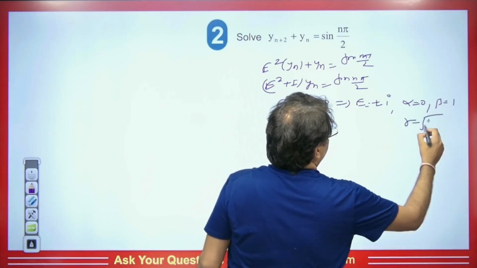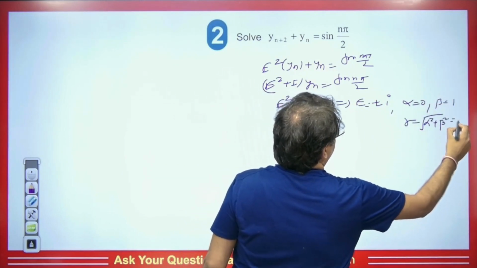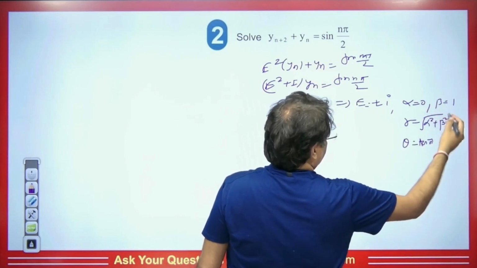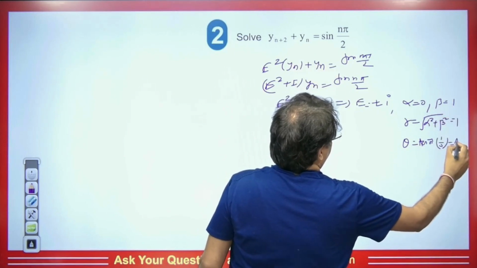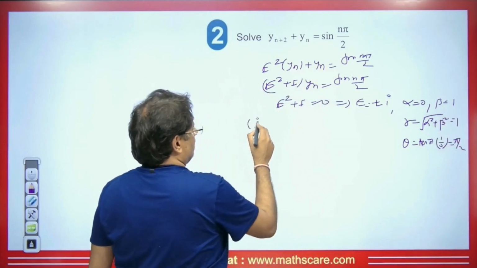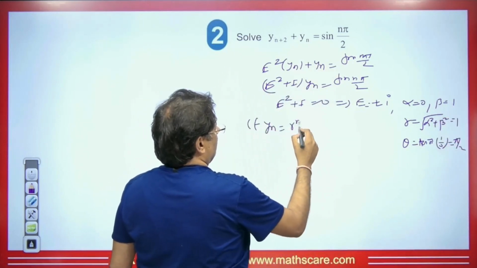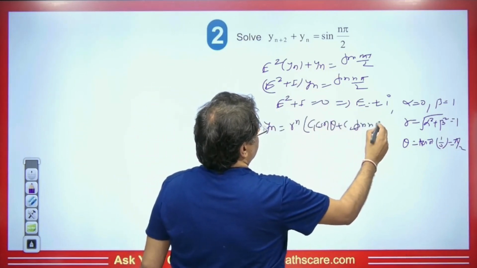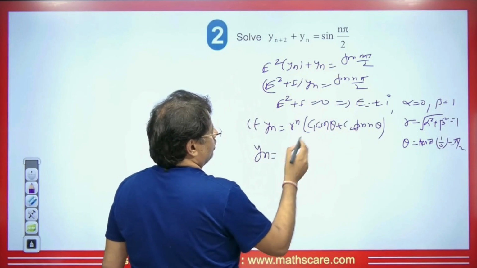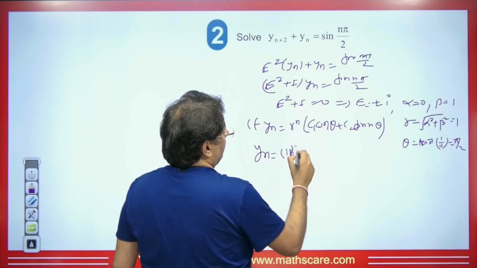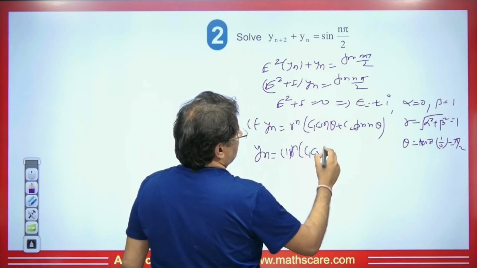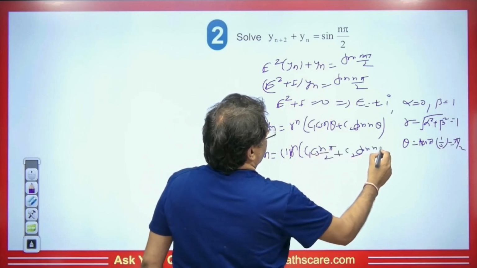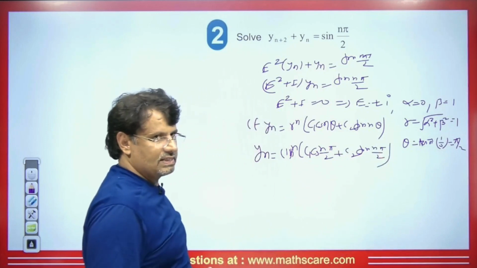We know the value of r will be the square root of alpha square plus beta square. So the value of this will be 1 and we will get theta as tan inverse of y by x. So beta by alpha means 1 by 0. So this will be pi by 2. So the right way to write the CF is this. Look carefully, students. r to the power n, C1 cos n theta plus C2 sin n theta. Clear? This will be y_n equals 1 to the power n, and this will be C1 cos, here the value of theta is pi by 2, so n pi by 2 plus C2 sin n pi by 2. So here this will be its CF.